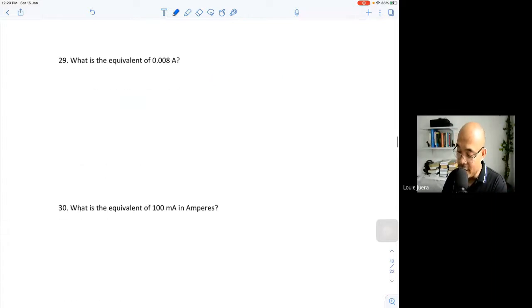So that should be the answer. Next, what is the equivalent of 0.008 ampere? Again, we have to convert this to milliampere. You move the decimal place to the right: 1, 2, 3. So this is the new position of your decimal point. That is equal to 8 milliamperes. So this should be the answer.